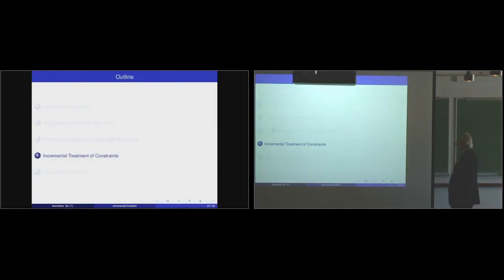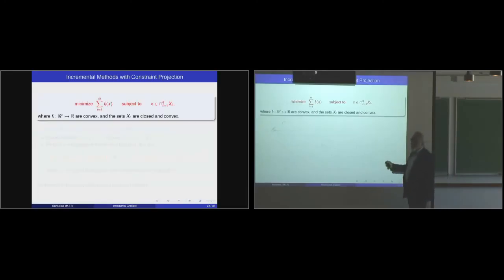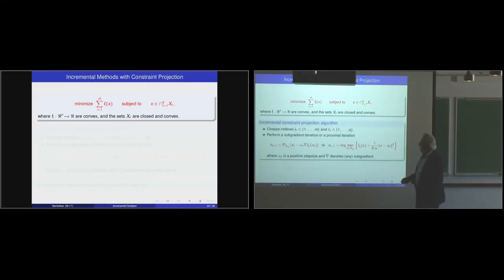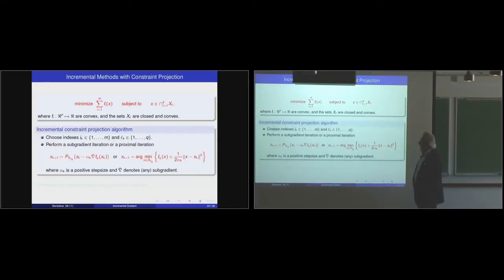Okay. The last topic has to do with incremental treatment of constraints. Here I'm generalizing the problem. Minimize the sum of components subject to a constraint that is itself the intersection of many simple constraints. So you can view this constraint as being the sum of the indicator functions of simpler constraints. Each one of these components is closed and convex. And here is an incremental constraint projection algorithm.